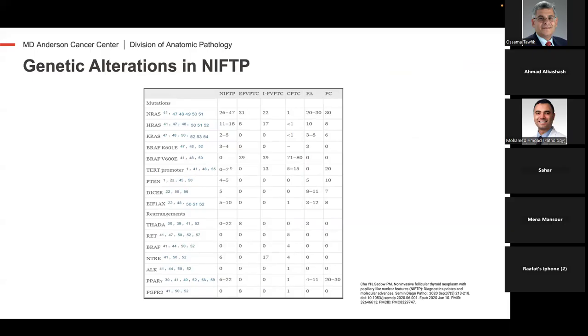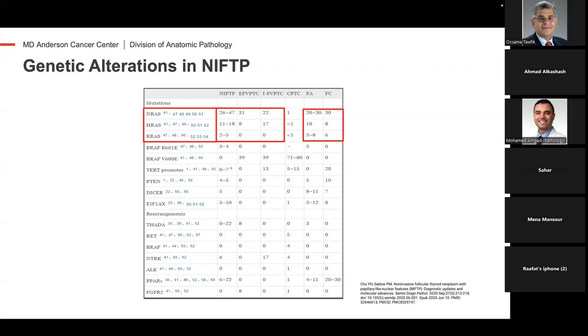Okay, so here's a nice table of genetic alterations of NIFTP. The first column is for NIFTP, then you have encapsulated follicular variant of PTC, follicular adenomas, follicular carcinomas, and the one between is classic PTC. And you can see all these follicular lesions have RAS mutations, right? The most common driver in NIFTP, follicular variant of PTCs, follicular adenomas and follicular carcinomas is RAS. And these, of course, are divided into NRAS, HRAS, and KRAS. But this is the most common thing.